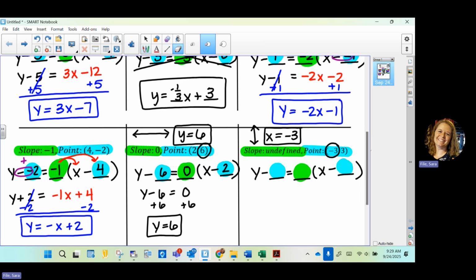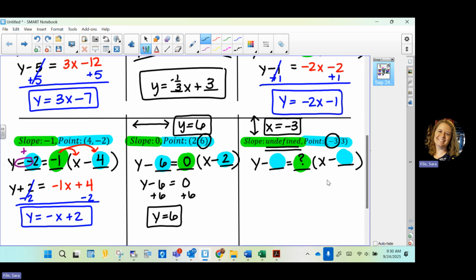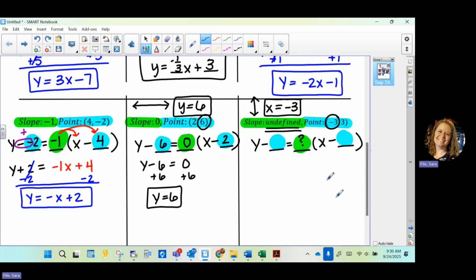Now over here for undefined, if you tried to plug in, there's nothing to plug in, right? Undefined. I have no slope. So that should clue you in that I'm not going to be able to work it this way. This is why it's undefined. I'm not going to be able to plug in a slope because there is no slope. So I would have to know that, oh, that's a vertical line, x equals, and then they tell us x is -3. We feel okay about these?